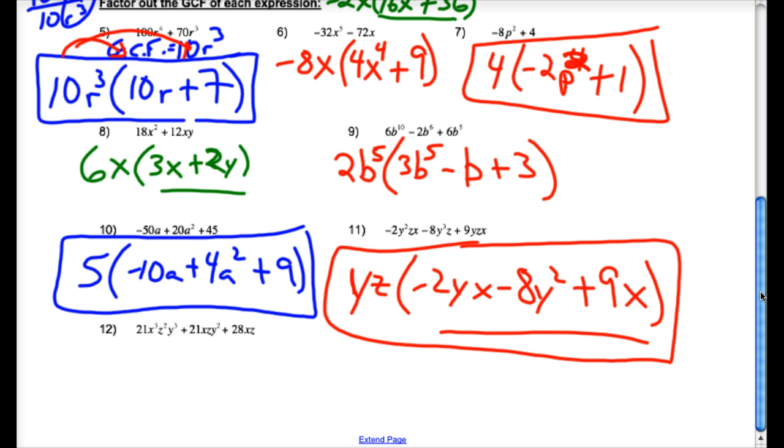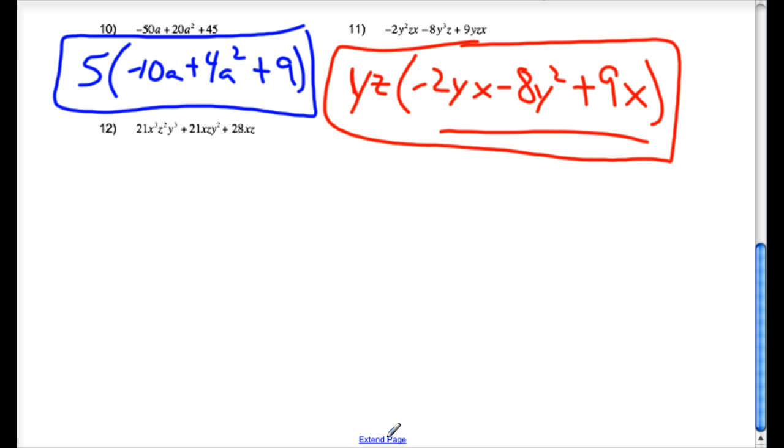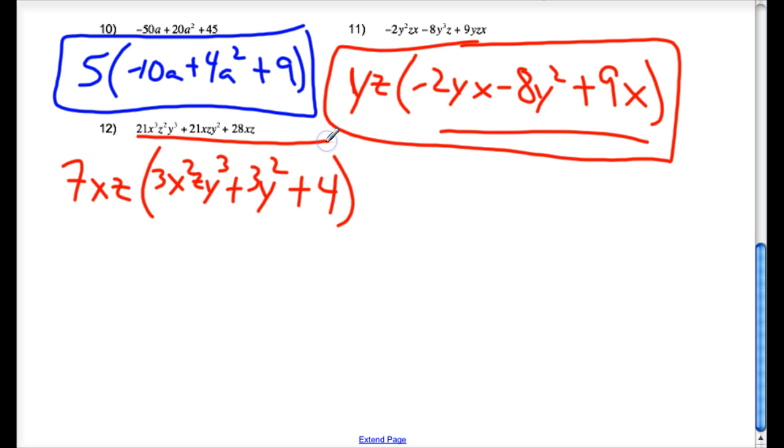Okay, last one. Who wanted to try this one? Cubon, give it a shot. The GCF is 7xz. 7xz. You are correct. Times, parentheses 3x squared z, y to the 3rd, nice, plus 3y squared, beautiful, plus 4. That was a tough one. Cubon, you zip through that no problem.